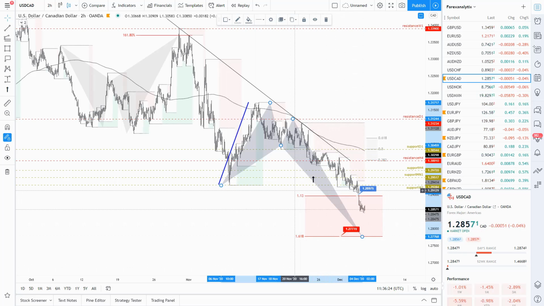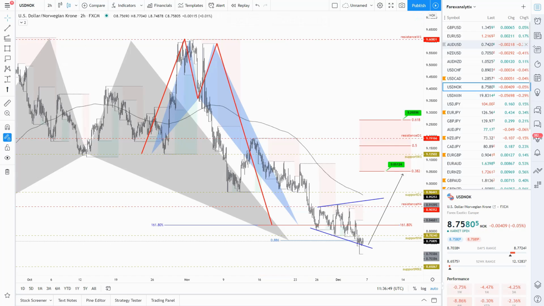As I said yesterday, if the bat pattern fails you, just grab it. So that's exactly the case. It has failed the 88.6% Fibonacci retracement. It has failed as an alt bat pattern projected at 113% Fibonacci level, and then just grab it. The market will sink into those golden Fibonacci levels.